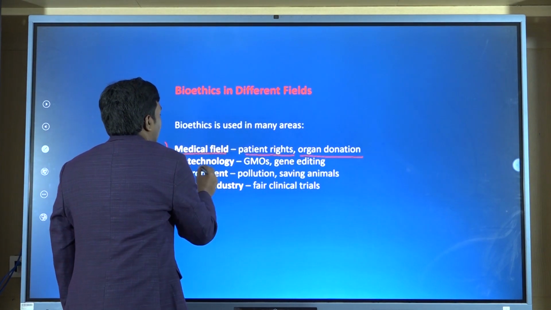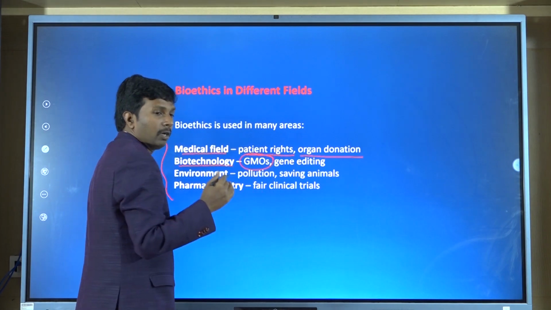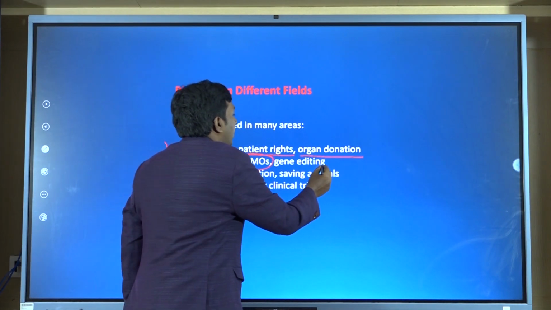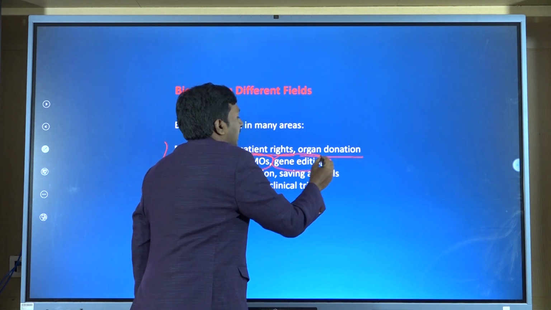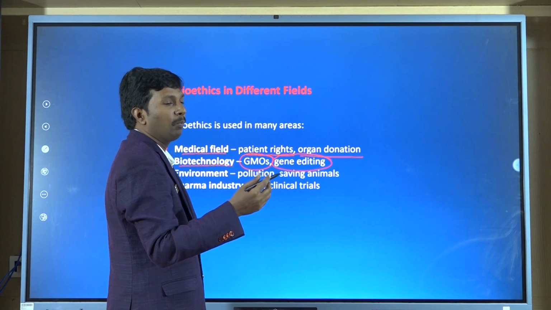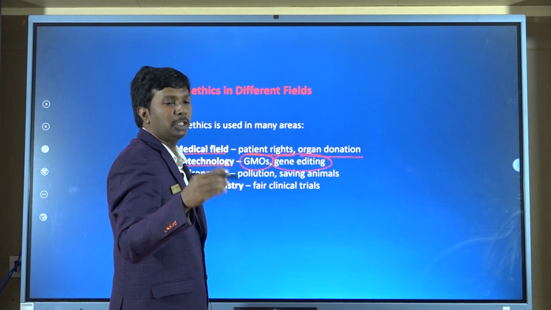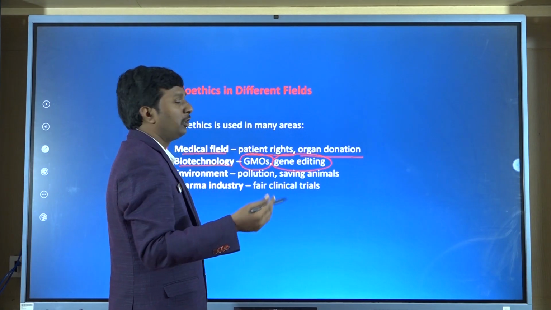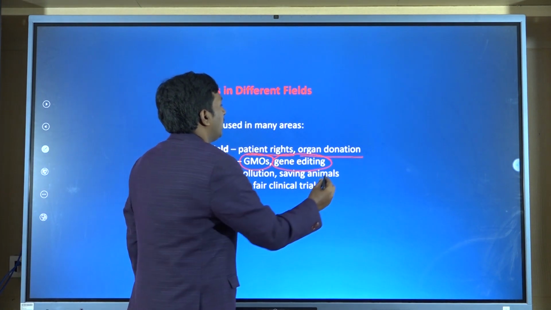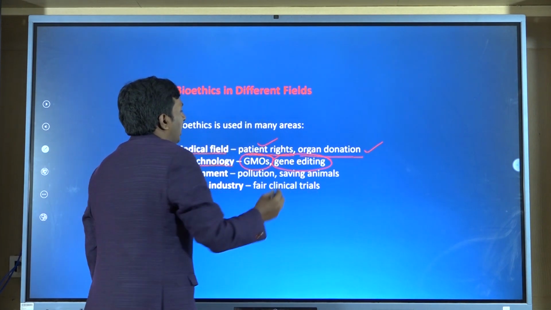And the biotechnology field, with genetically modified organisms. Here bioethics comes in, as well as gene editing and the changing of genes. Organ donation, as I said earlier, I gave an example, right? A poor person wants to get an organ donation, and a rich person also wants to get the donation. So who should get it first? We have to think about that bioethical question. And patient rights also, I have given one example, right?